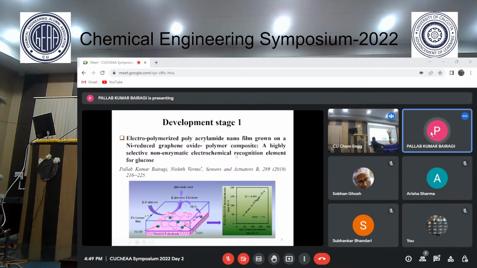Before starting the study of the development of a system for measuring creatinine, cholesterol, and glucose using a single system separately and simultaneously, we carried out 3 different studies for checking the feasibility of the recognition element in measuring the glucose, cholesterol, and creatinine. Initially, polyacrylamide nanofilm was electrochemically grown over a nickel nanoparticle dispersed graphene oxide based electrode and tested for glucose measurement.